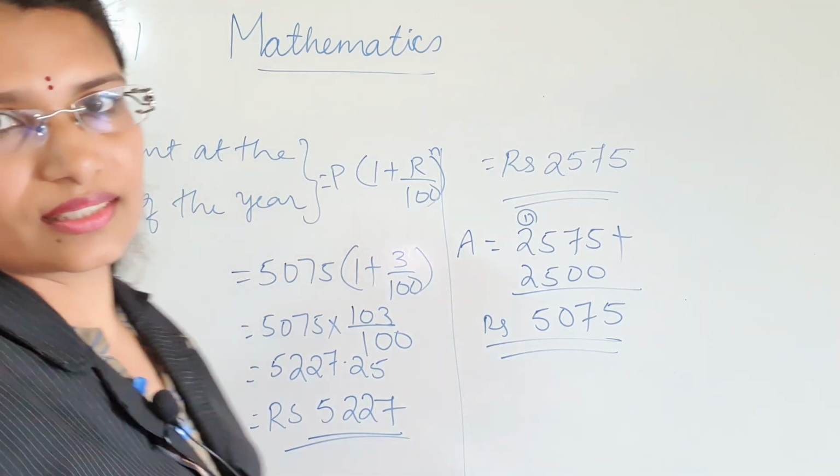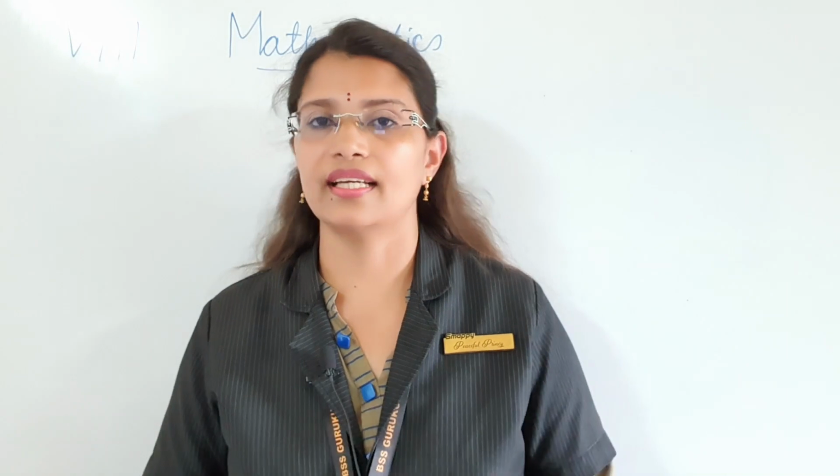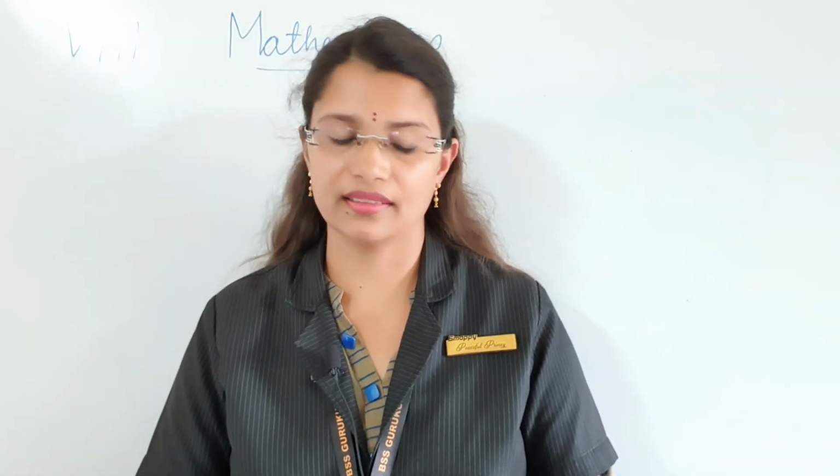Okay. Is this clear, children? Children, on the same page, one more question is there, question number 5. That question, do it as homework. Okay. Then, next topic is increasing and decreasing. That is the last topic of this Money Max.